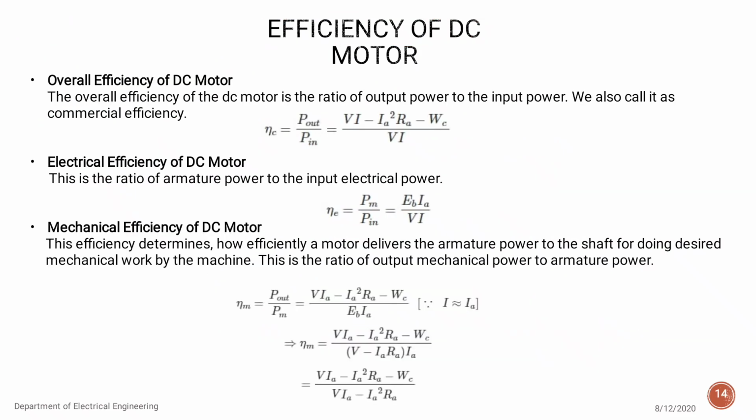So we will go for the efficiency. Now overall efficiency of DC motor, see here, as I told you the formula P out divided by P in. So P out, P in, clear? Ratio of output power to the input power is nothing but the efficiency, or overall efficiency, of the DC motor.